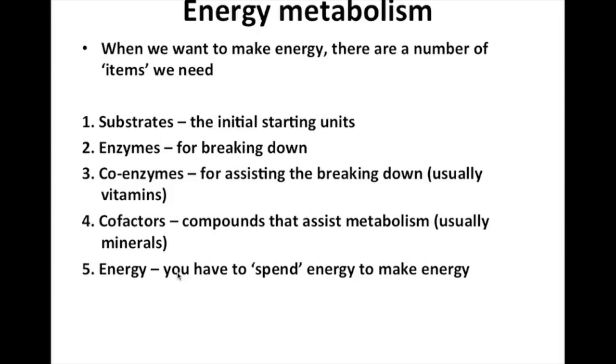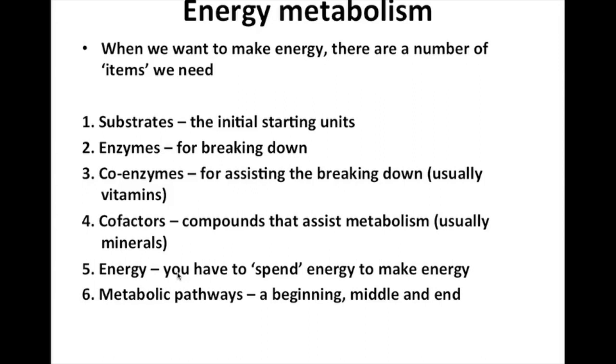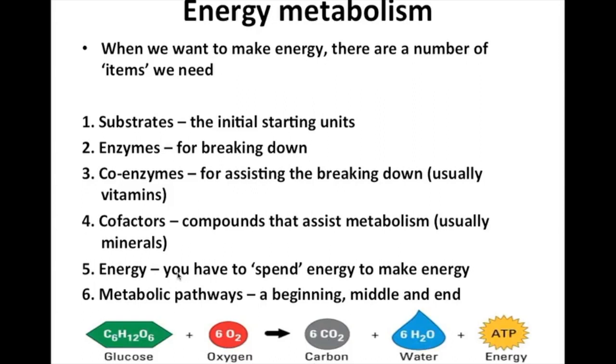And then also you have to use energy to help you make energy. So our digestive system just doesn't work on its own. It needs energy in order to do all that churning, all that pushing, all that grinding down, all the chewing that you do to break your food down. And then finally, we need a metabolic pathway. We need a starting point, we need a middle and an end. And we're going to look at the metabolic pathways for carbohydrate and fat. And ultimately, what these six things are going towards is giving us the basic equation of life, okay?